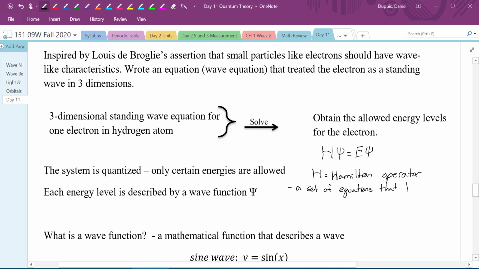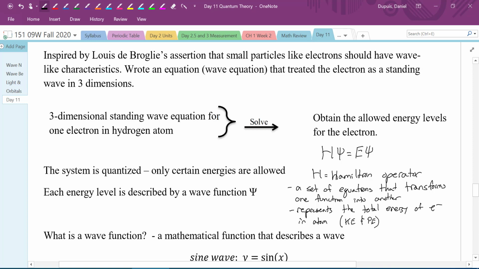that transforms one equation or one function into another, and it represents the total energy of the electron in the atom, both the kinetic energy and potential energy.